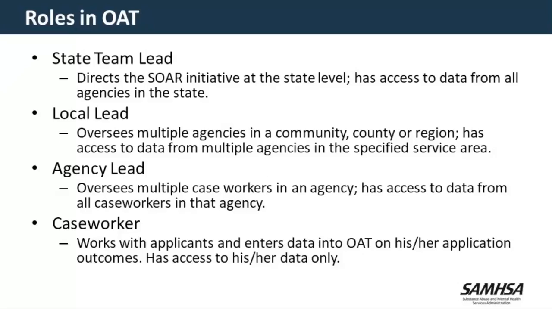This is an individual who's working with applicants, entering their data into OAT, and they have access to all of their own application data and can run reports on all of the applications that they have assisted with and entered into the system. I will say that everyone who has access to OAT and is registered is able to enter in application outcomes. So if there's an agency lead who is assisting with applications and wants to enter those applications in as well, they're absolutely able to do that. Same with local and state leads.